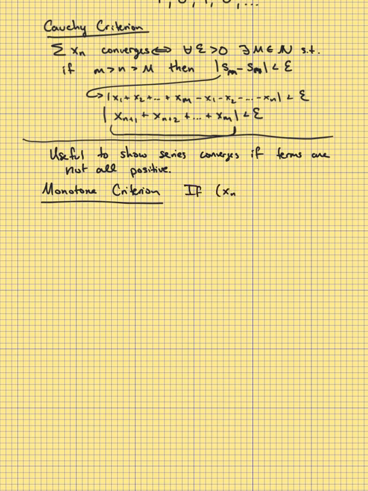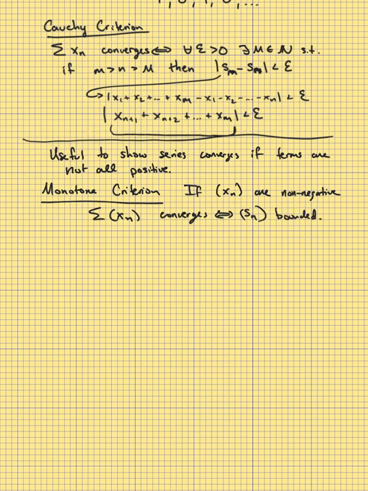So if the xn are non-negative, then these converge exactly when the partial sums are bounded.